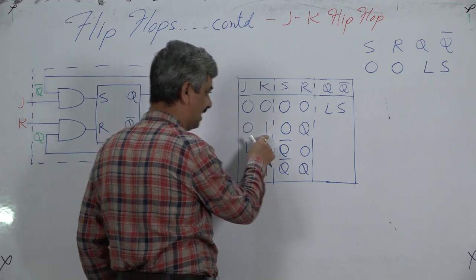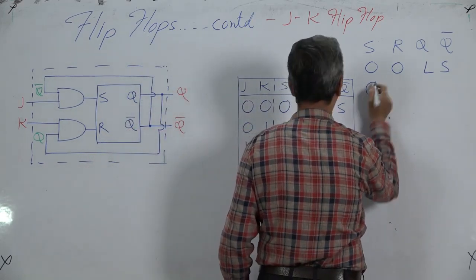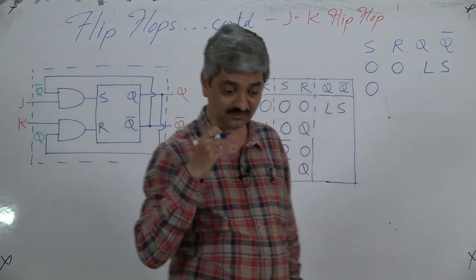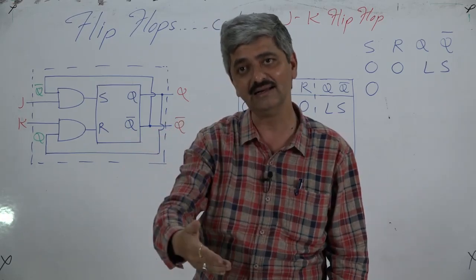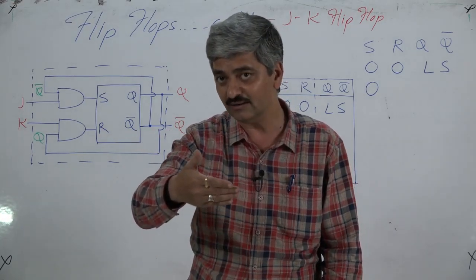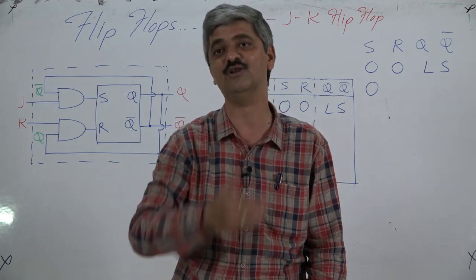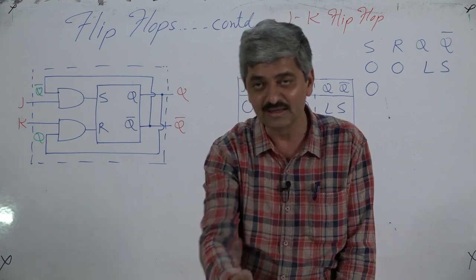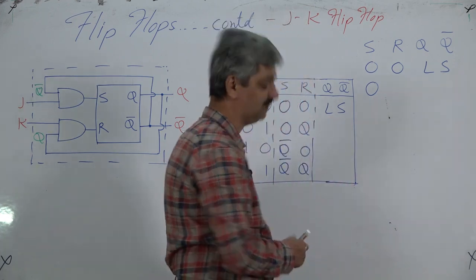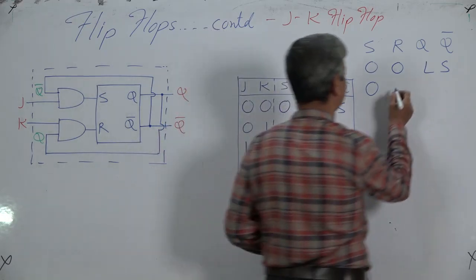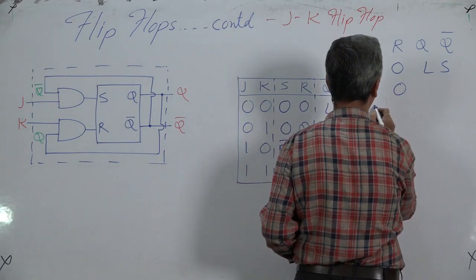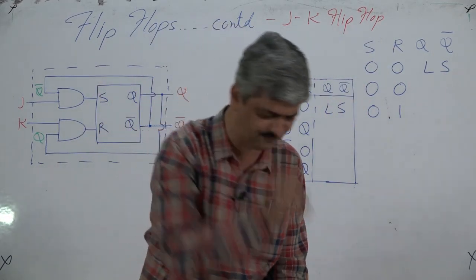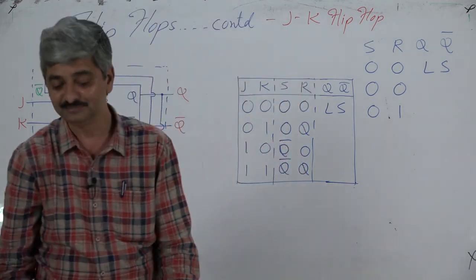Now for the second case, J equal to 0 and K equal to 1, what do I have to write? S equal to 0 and R equal to Q. R equal to Q means the current input R is not defined clearly, it depends upon the current output Q. If the current output Q is 0, then R will be 0, and if the current output Q is 1, then R will be 1. Listen very carefully, it is a very fundamental discussion for the JK flip-flop.